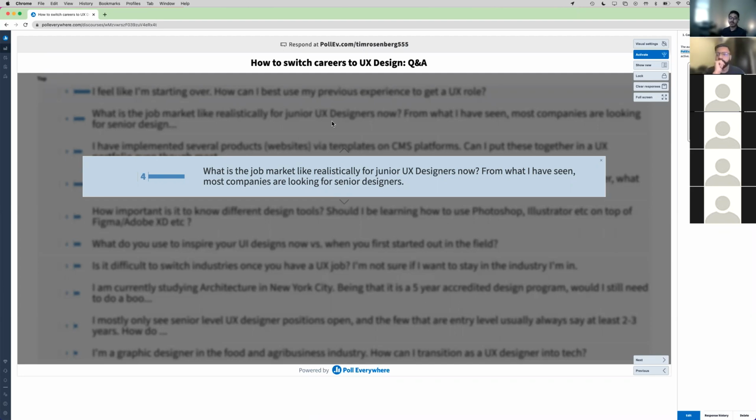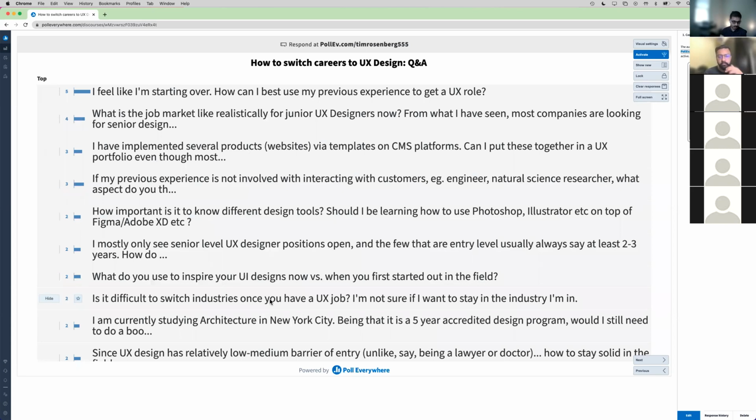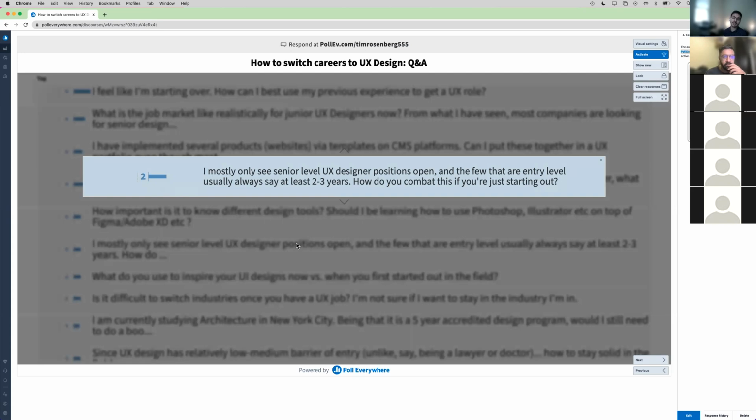But once they grow into a larger organization and the product is broken out into multiple departments, you don't necessarily want too many senior people because, one, they're very expensive and more difficult to recruit. And sometimes the tasks that need to be done are very junior with some senior guidance. So realistically, you can still get a job as a UX designer. And one of these questions is also talking about needing at least 2 to 3 years of experience if you're just starting out.